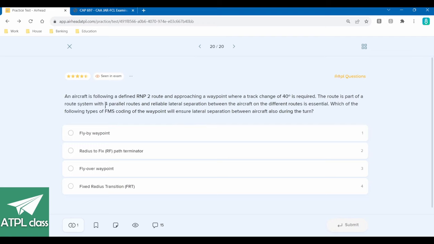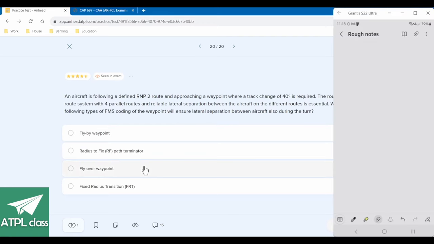But 4 parallel routes. Okay, so let's just draw this out so we can think. So 4 parallel routes, let's go. We don't need to think about all 4 of them. We can just think about 2 of them. A track change of 40 degrees is required. So we're doing this, and they're all going to be parallel, like that. Which of the following FMS coding of the waypoint at this point here, let's say, will ensure lateral separation between aircraft also during the turn?